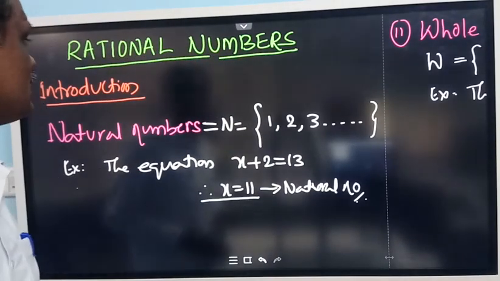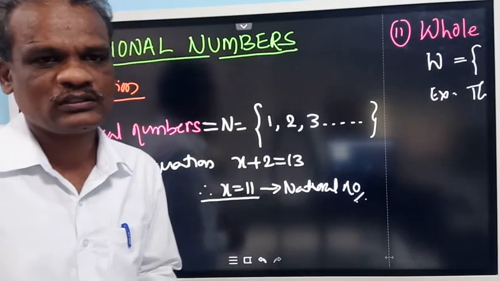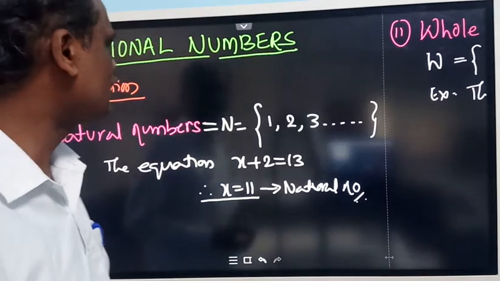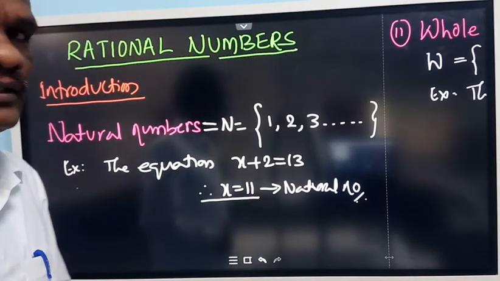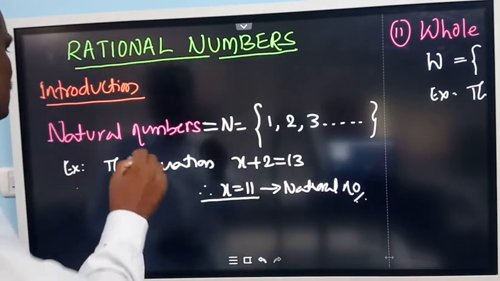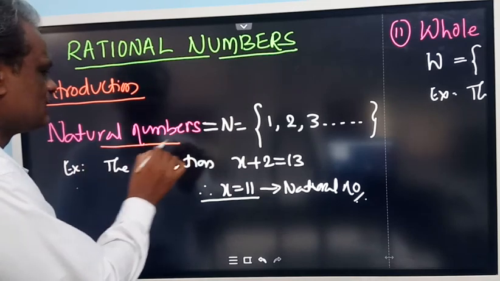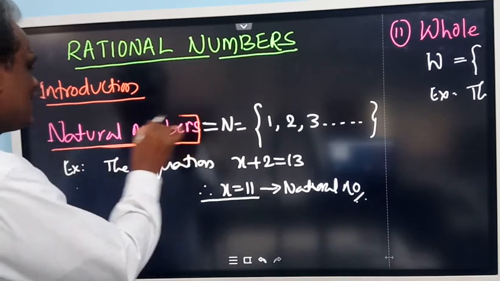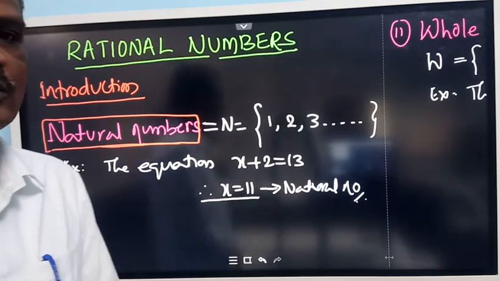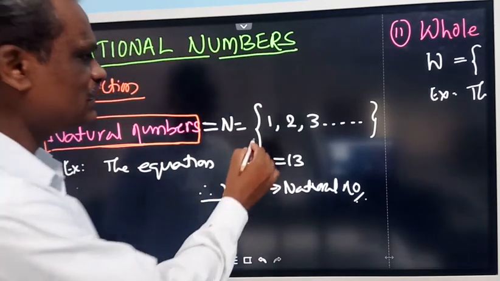The chapter name is Rational Numbers. Before we go to the rational numbers, let us recall what you all learned in the lower classes. So, first one, you have studied about the natural numbers. The natural numbers are also called counting numbers. The numbers that are used for counting purposes are called natural numbers.